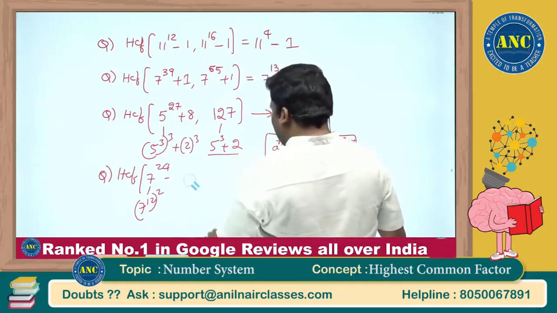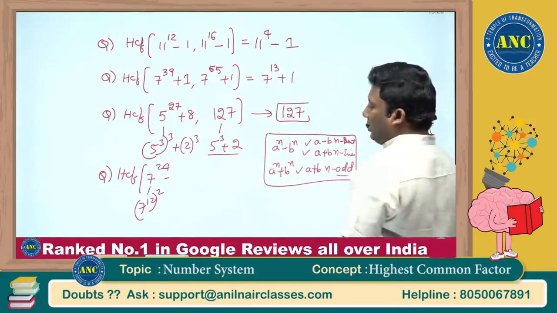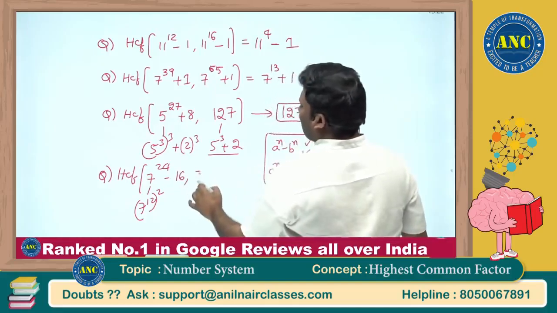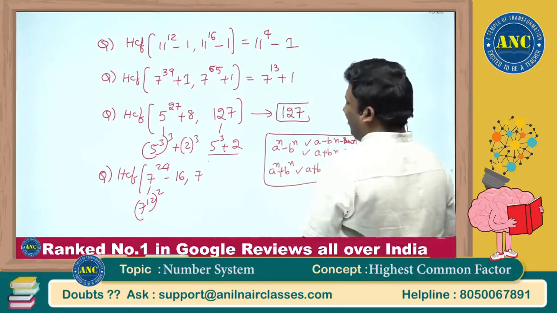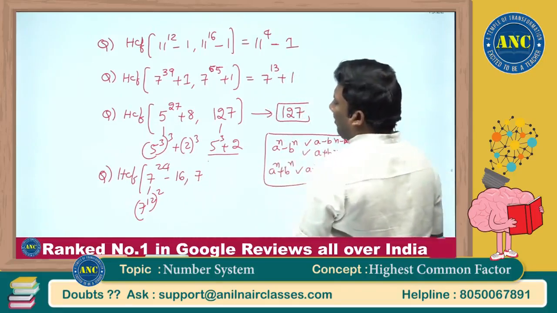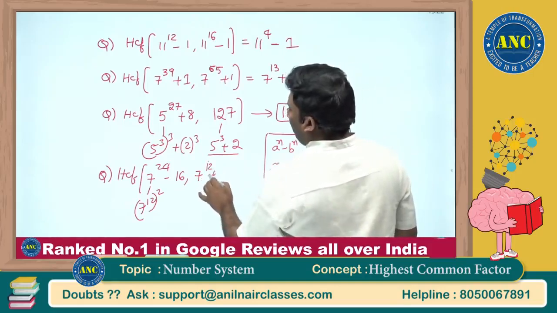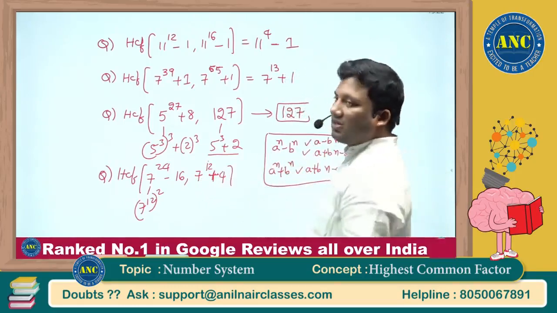I am just trying to create a question which satisfies the second one. For example, the HCF of 7 power 24 minus 16 and 7 power 12 plus 4.